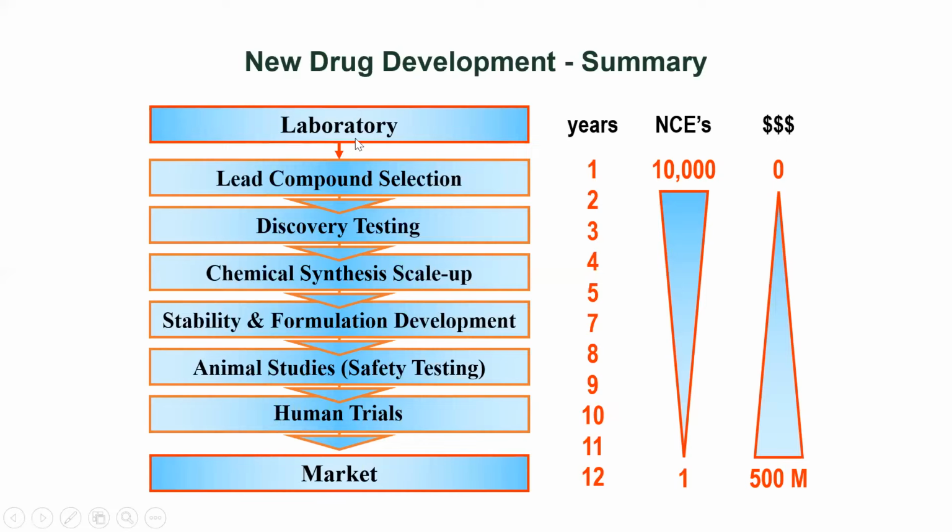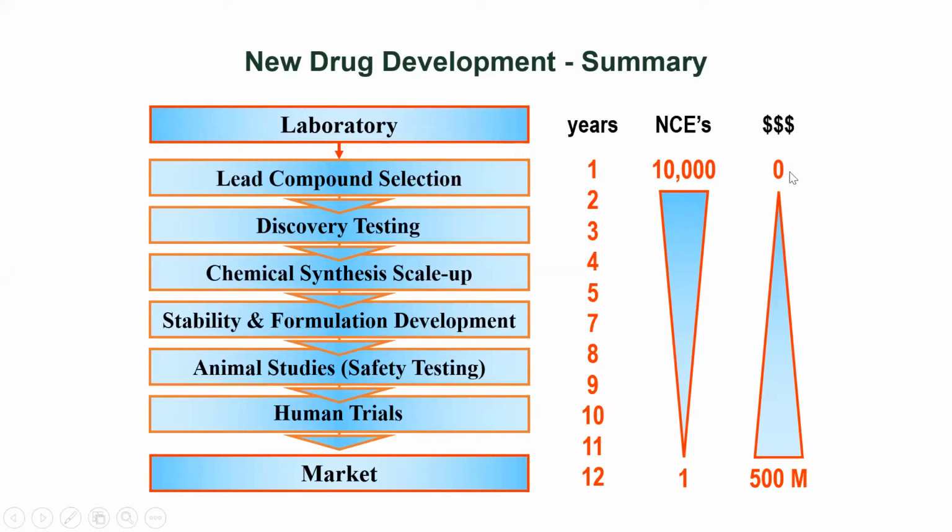So we start in the lab. We select a disease, we make molecules in the lab, then out of that we select leading molecules, right? And here look at this, we start with almost 10,000 or more, right? This is time, this is the number of molecules, and the third is our investment, in terms of budget.